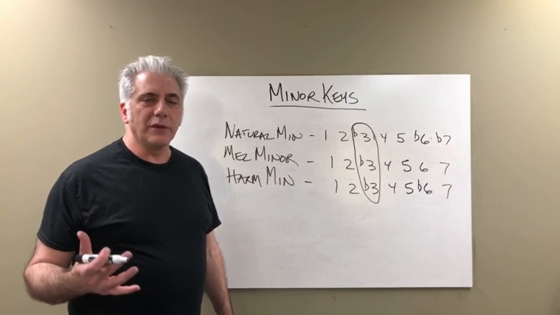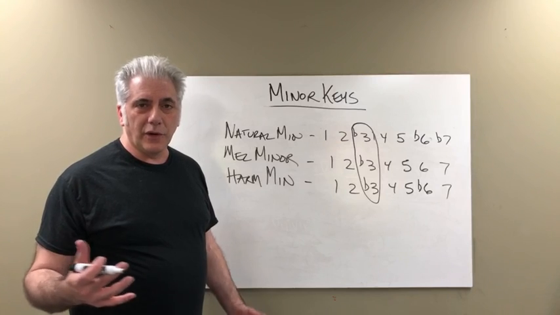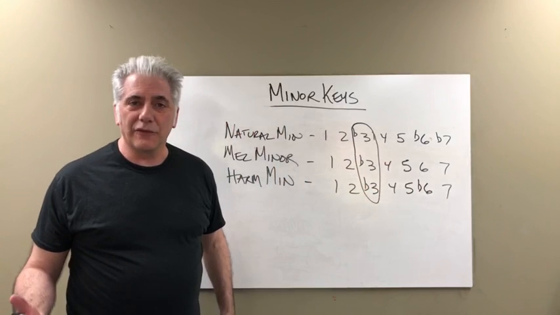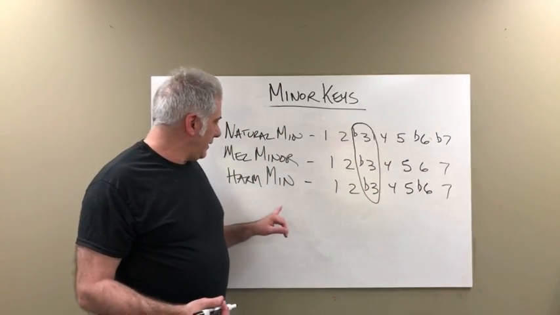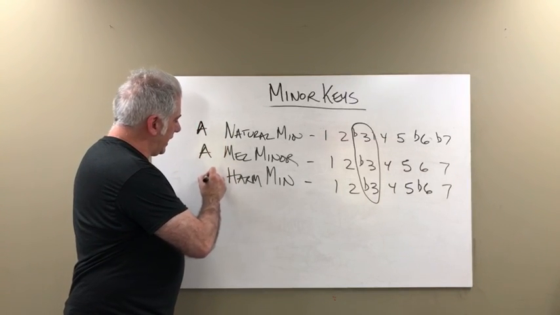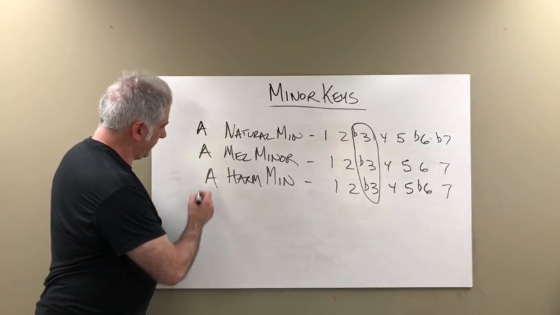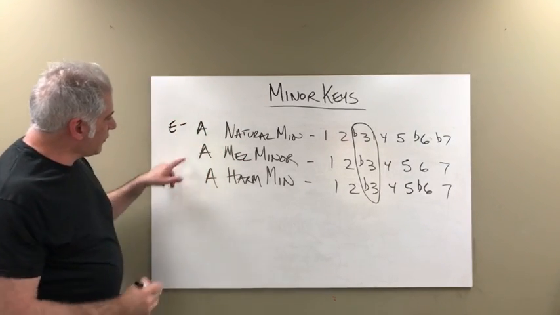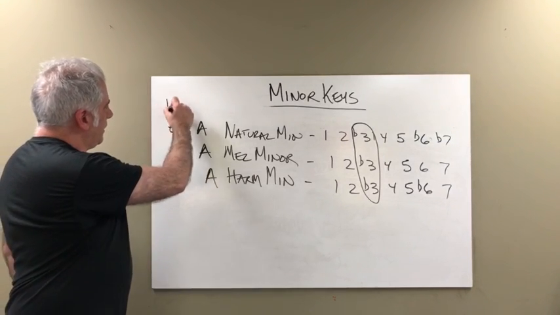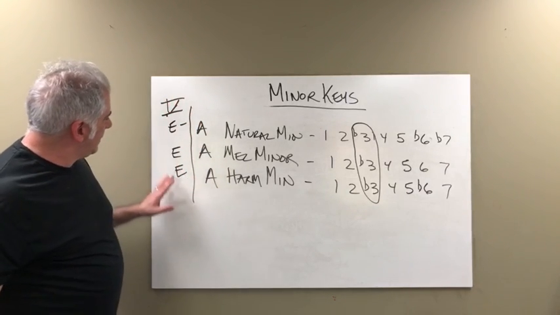Minor keys usually will have a raised third or a raised seventh on the 5 chord. Okay, so if you're in A natural minor, A melodic minor, and A harmonic minor, in this one, the 5 chord is E minor, right? But in these two, the 5 chord is E major. Okay, this is the 5 chord. So that is the important thing.